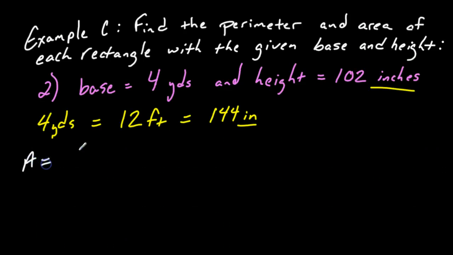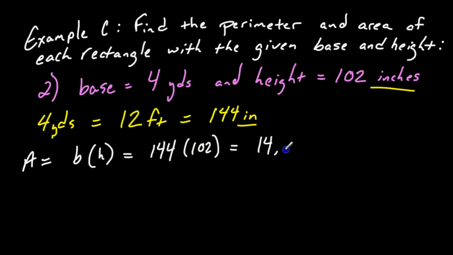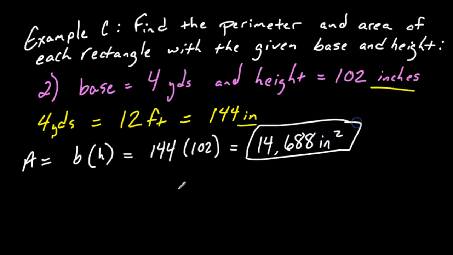Area equals base times height. In this case, our base is 144 inches, not 4 yards. We want to use the same unit of measure. So 144 times 102 is going to give us a total of 14,688 inches squared. Your area of this shape would be 14,688.